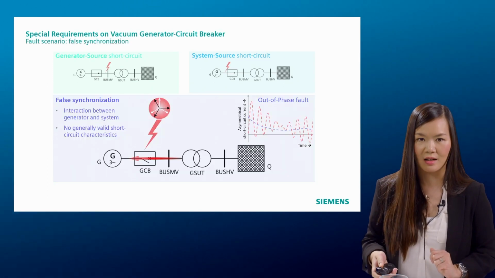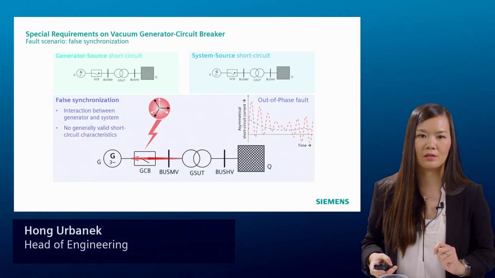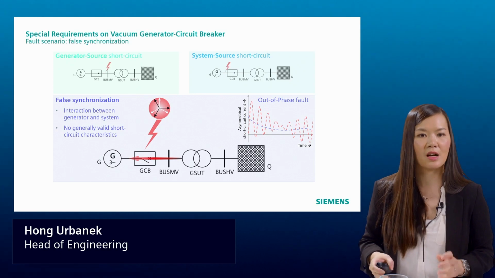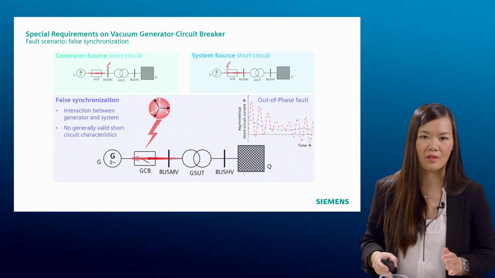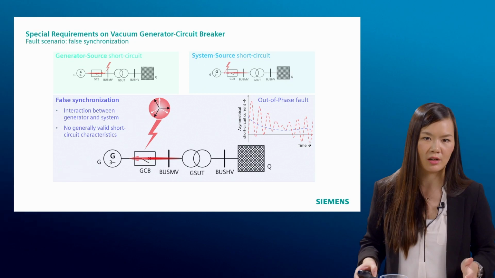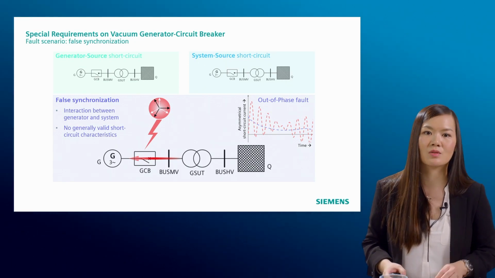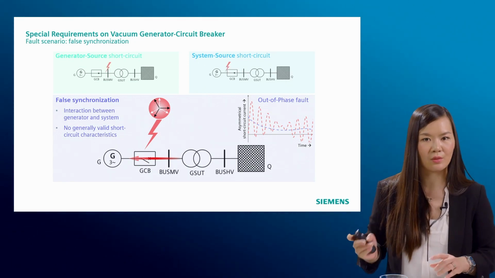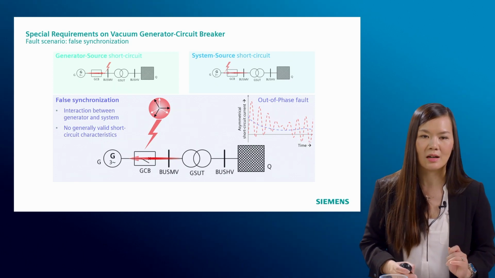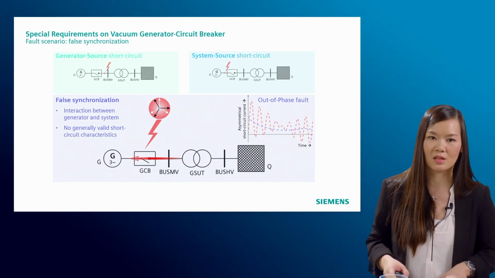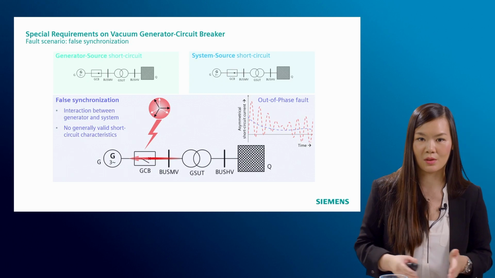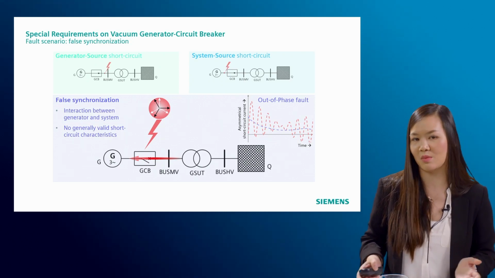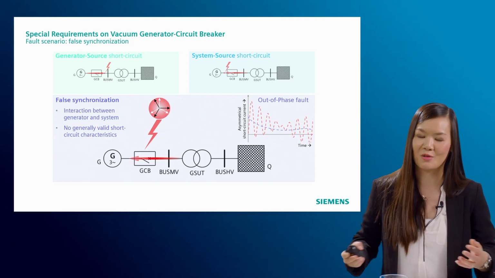And then a third task of the GCB. You have seen that any circuit breaker of any sort has to be able to interrupt a short circuit current. We cover that with system source and generator source. But another task of the GCB is, of course, to synchronize the generator with the grid, because otherwise it doesn't make sense to have a generator.